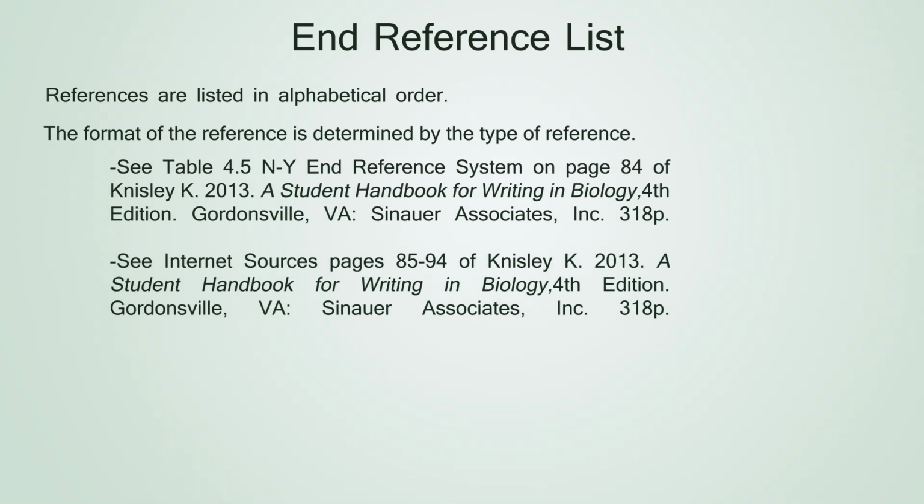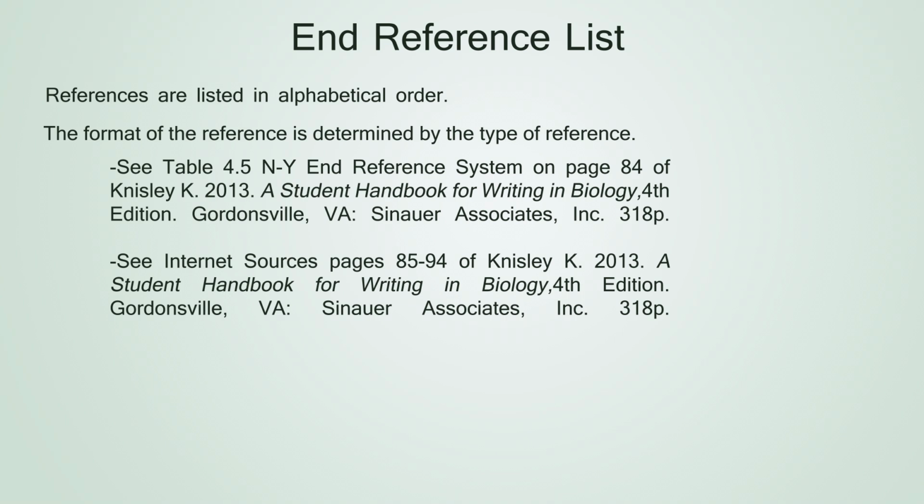Table 4 through 5 on page 84 in Karen Nesley's book, A Student Handbook for Writing in Biology, 4th edition, provides information about the style of the references, journals, articles, and books as they should appear in the end references. If you are using internet sources, they're referenced differently.